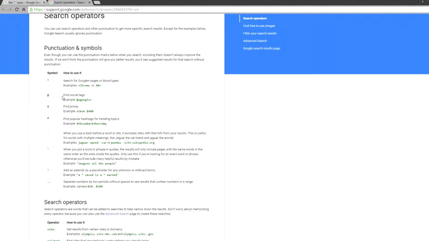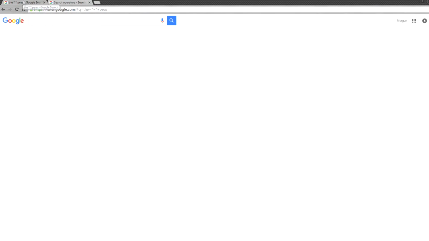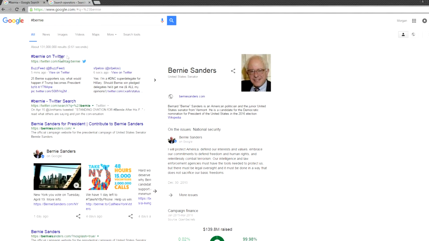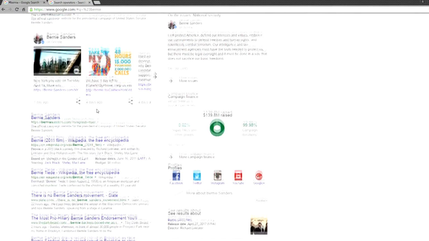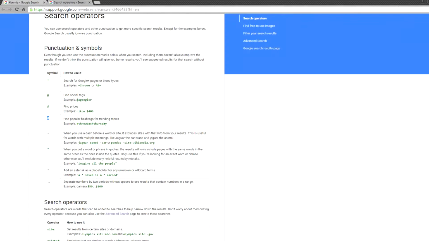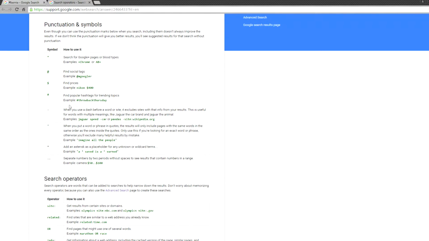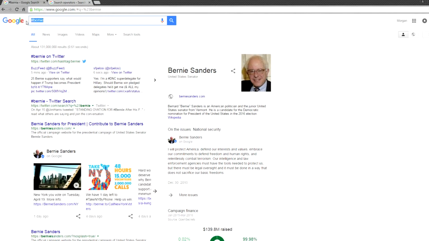And these things can include the language that we already kind of use today on the internet, like hashtags. If you want to look for a certain hashtag, let's see, hashtag Bernie, and we got Bernie on Twitter and even his website, so we can look up what's going on with Bernie on Twitter if we want to. We can use, this is a really nice one, the dash before a word or site. It's going to take it out of the search results, so you can think of it as like a minus sign, like you're taking it away.